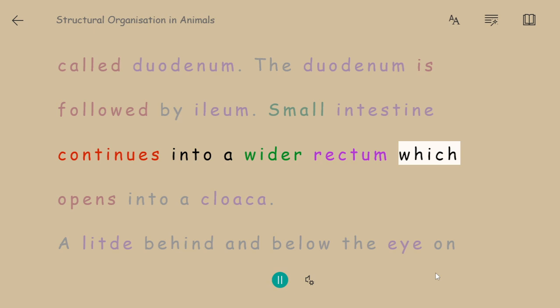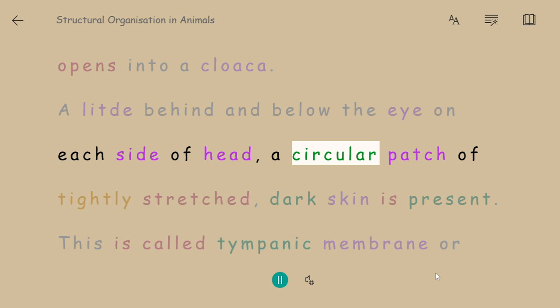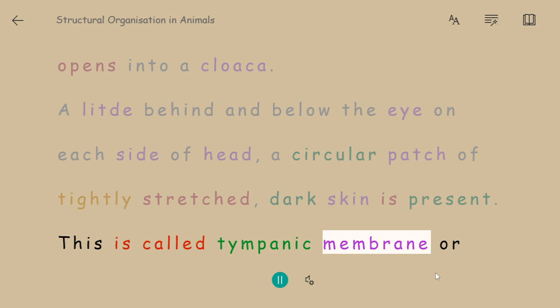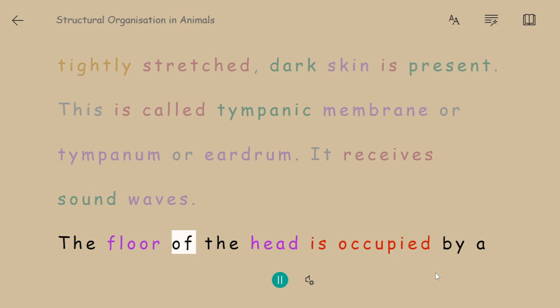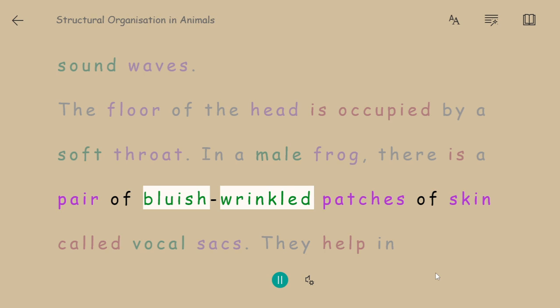Behind and below the eye on each side of head, a circular patch of tightly stretched, dark skin is present. This is called tympanic membrane or tympanum or eardrum. It receives sound waves. The floor of the head is occupied by a soft throat. In a male frog, there is a pair of bluish wrinkled patches of skin called vocal sacs. They help in intensifying the croaking sounds.